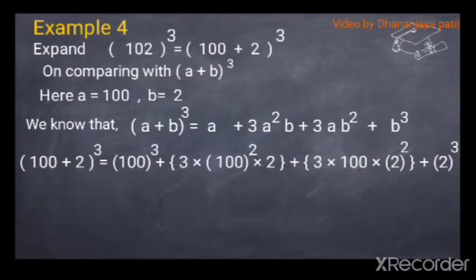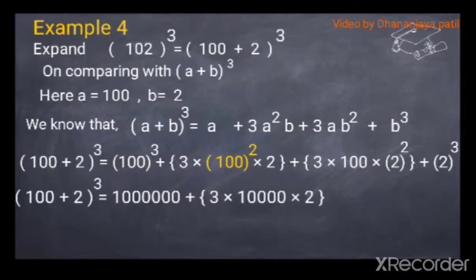Now let's solve this cube of 100. Cube of 100 is equal to 10 lakhs. Now in the second bracket, let's do the square of 100. Square of 100 is equal to 10,000. Now in the third bracket, the square of 2 is equal to 4. And in the fourth term, the cube of 2 is equal to 8.